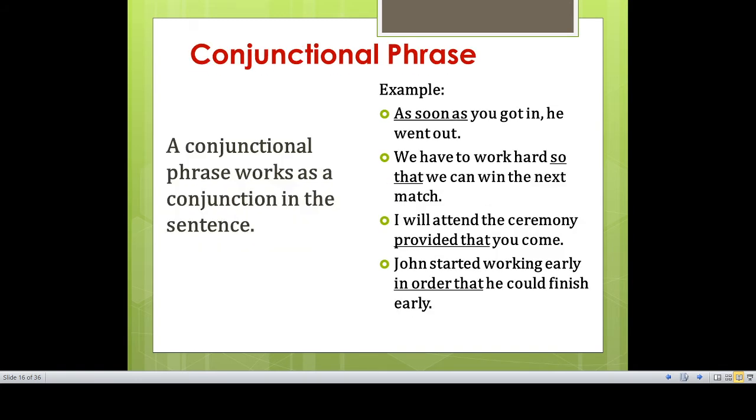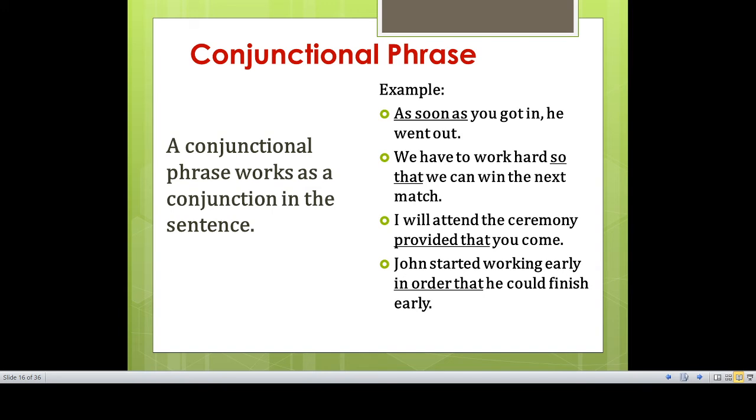Here comes the conjunctional phrase. It works as a conjunction. What does a conjunction do? It connects. As soon as you got in, he went out. So here, as soon as, there is your conjunctional phrase. It acts as a conjunction. We have to work hard so that we can win the next match.